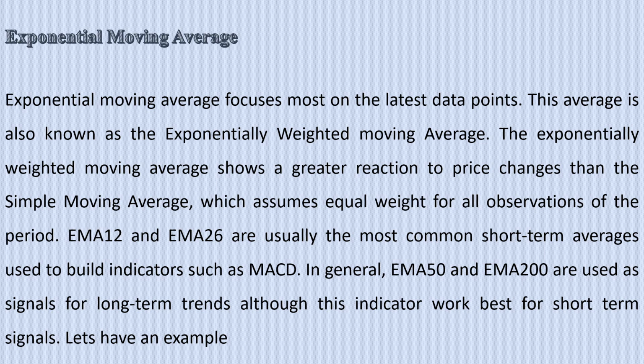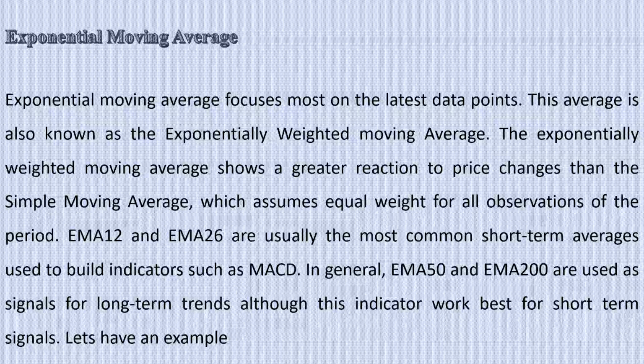EMA 12 and EMA 26 are usually the most common short-term averages used to build indicators such as MACD, moving average convergence divergence. In general, EMA 50 and EMA 200 are used as signals for long-term trend, although this indicator works best for short-term signals.